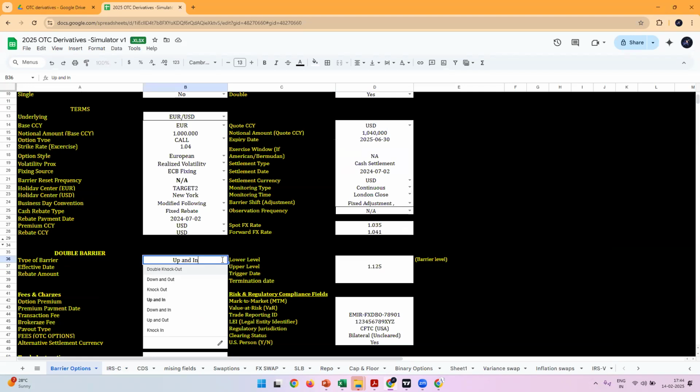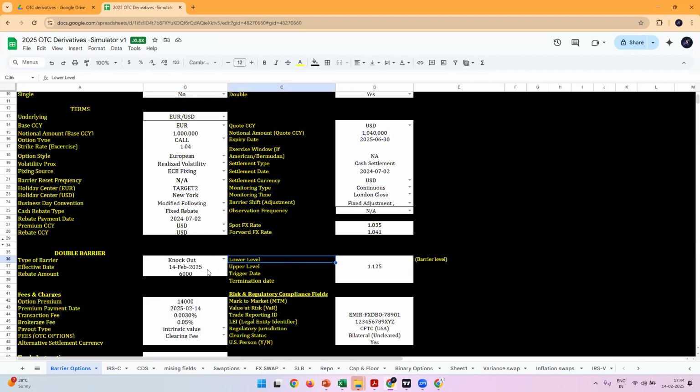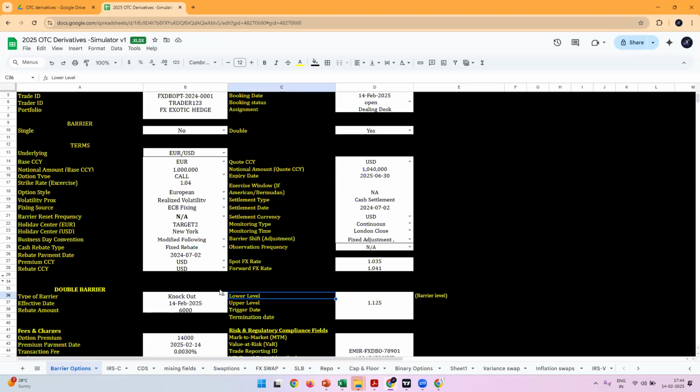You have to remember these conditions: double knockout, down and out, knockout. Knockout means the option is knocked out. So basically it starts as active and then if the level gets breached, either upper level or a lower level, then it gets knocked out. So those kind of conditions are added here in the barrier level.